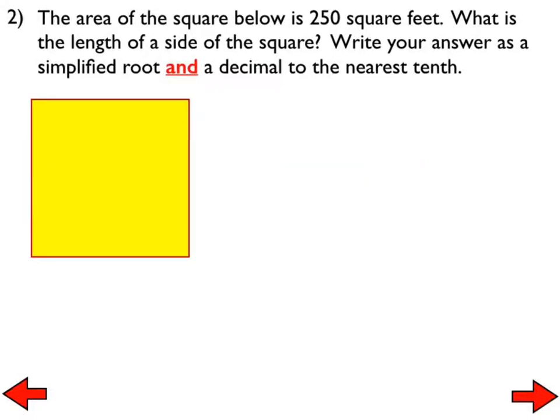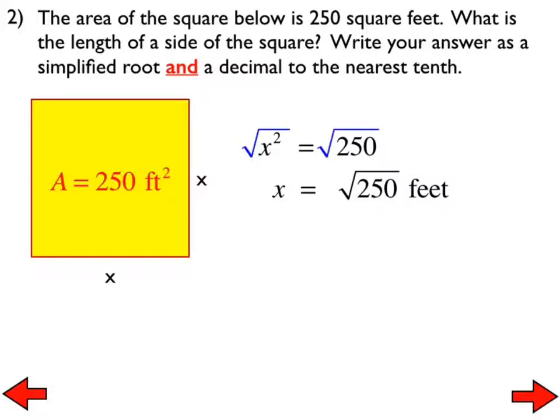Let's go to number 2. The area of the square below is 250 square feet. What is the length of a side of the square? Write your answer as a simplified root and a decimal to the nearest hundredth. So much like the last one, and by the way, number 2 is right below number 1. Much like the last one, we could set up an equation that looks like this. x squared equals 250. And then we take the square root of both sides. And we end up with x equals the square root of 250 feet.